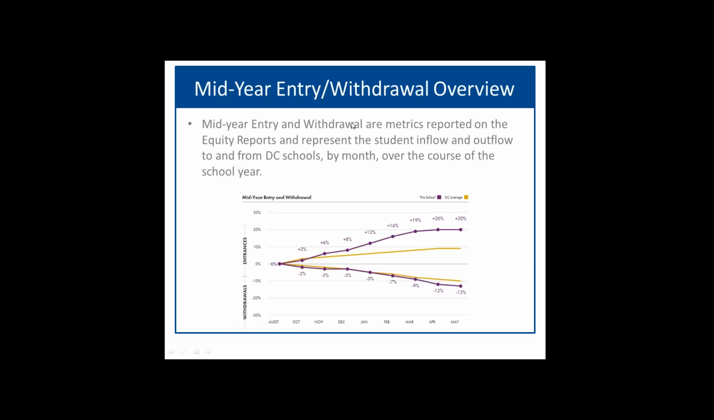The mid-year entry and withdrawal metric is one of the metrics on the equity reports, and it is a metric that reports the monthly inflow and outflow of students to and from the DC schools over the course of the year. A graph of the mid-year entry and withdrawal metric, as it's shown on the equity reports, is shown in the screenshot below.